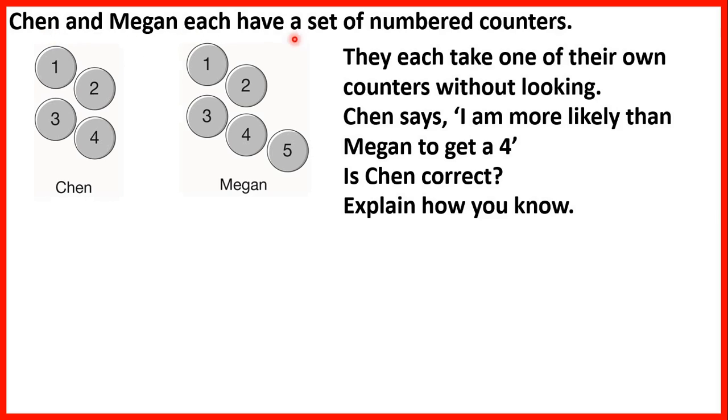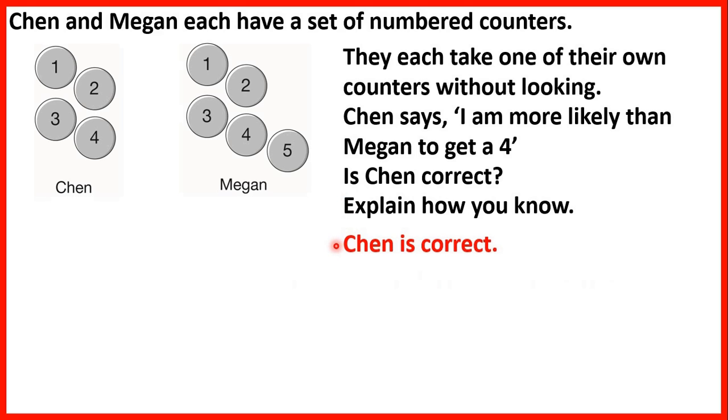Chen and Megan each have a set of numbered counters. So we can see that Chen has 4 counters labelled 1 to 4 and Megan 5 counters labelled 1 to 5. They each take one of their own counters without looking. Chen says, "I am more likely than Megan to get a 4. Is Chen correct? Explain how you know."